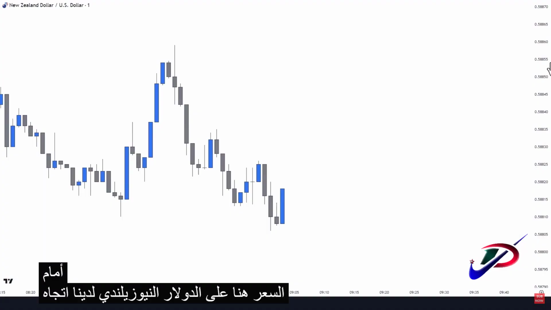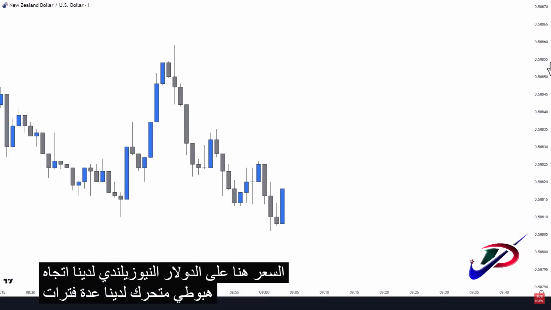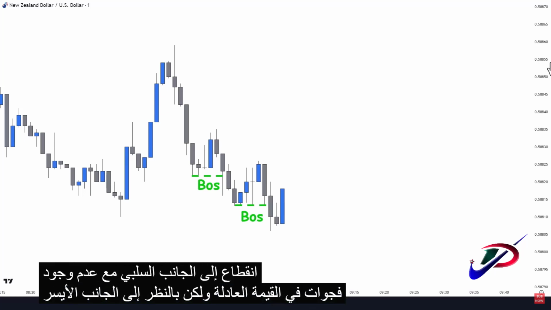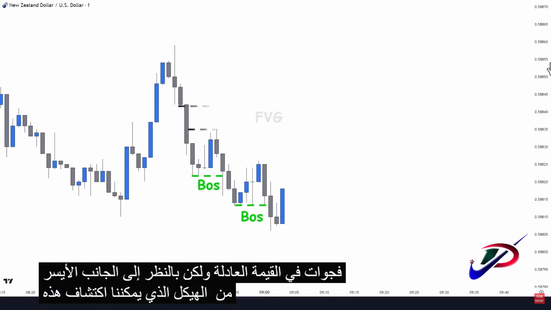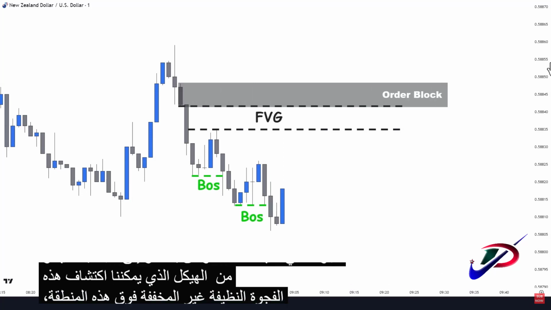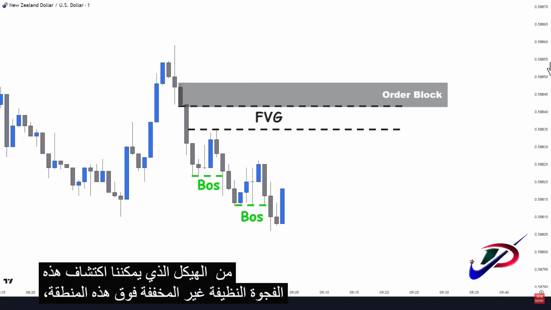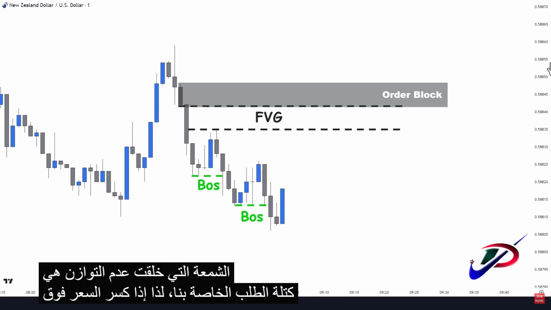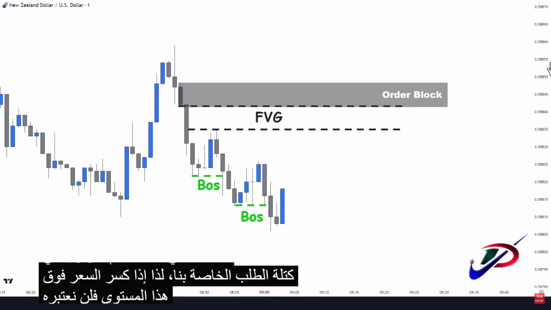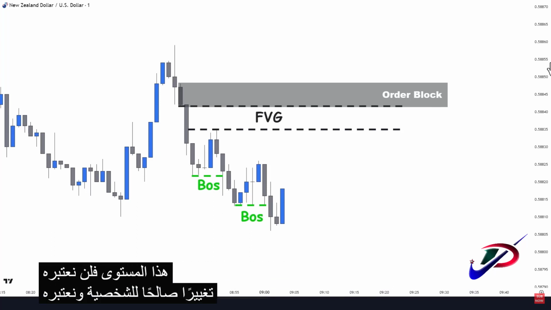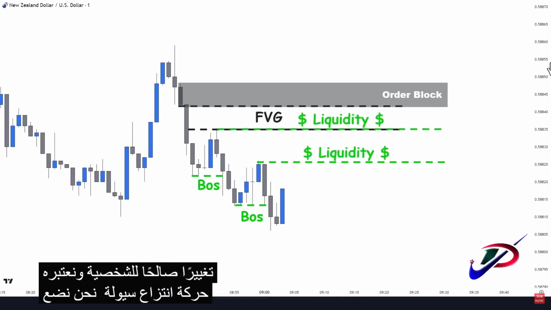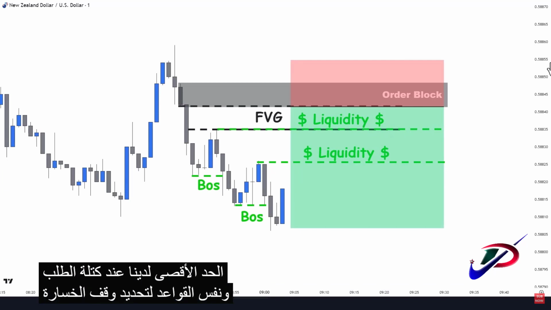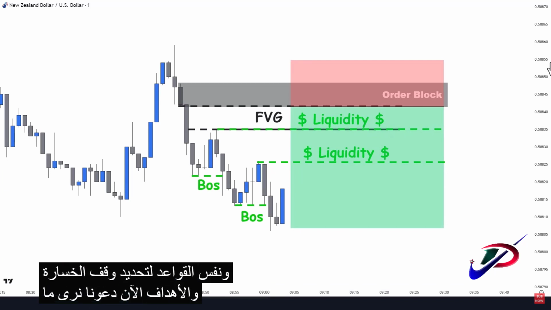Here on the New Zealand dollar, we have a moving downtrend. We have multiple breaks to the downside with no fair value gaps. But looking at the left side of the structure, we can spot this clean, unmitigated gap above this zone. The candle that created the imbalance is our order block. So if the price breaks above this level, we won't take it as a valid change of character and consider it as a liquidity grab movement. We place our sell limit at the order block, and the same rules for positioning stop loss and targets. Now let's see what happens.